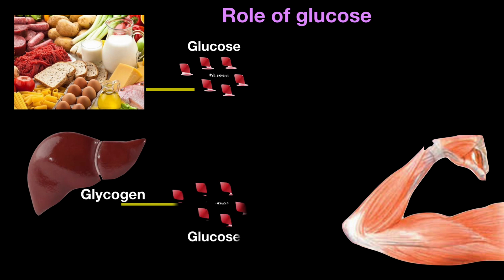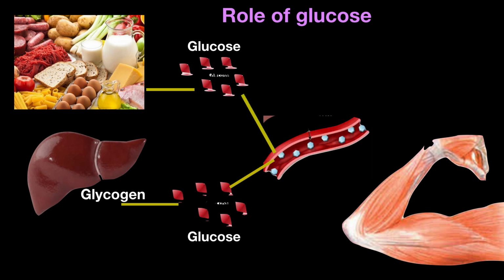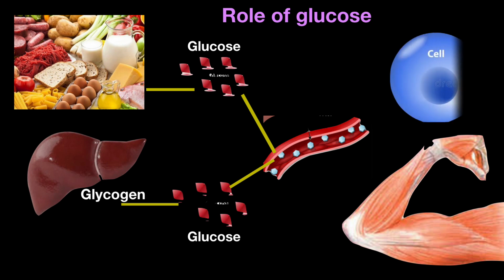When our glucose levels are low, such as when we haven't eaten in a while, the liver breaks down the stored glycogen into glucose to keep the glucose level in a normal range. This glucose is absorbed into the bloodstream and then enters the cell with the help of insulin.